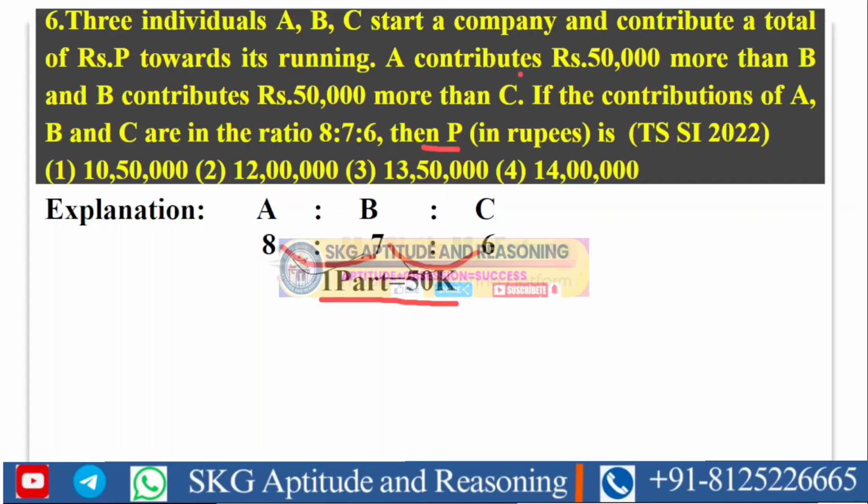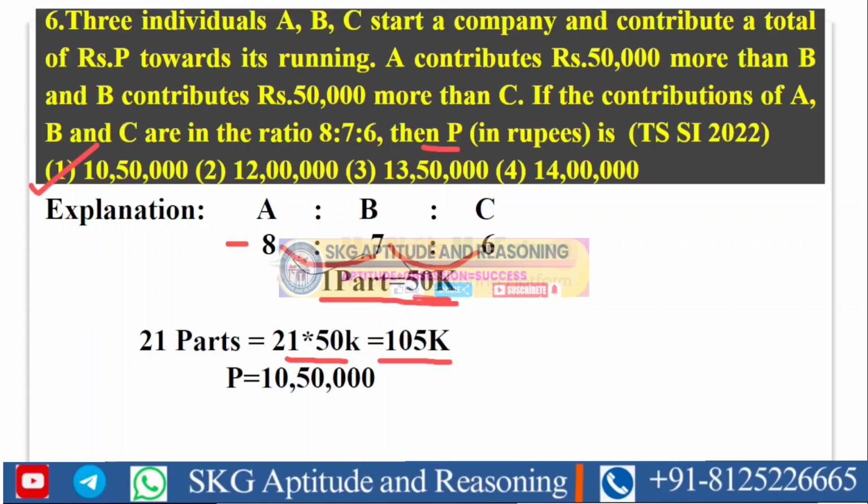Here nothing was mentioned about the time period, so the time period is constant. If time is constant, profits are distributed according to the investments ratio only. So we need to find the value of these 21 parts. That one part, we just found, is 50,000. That means 21 into 50,000 will be equal to 10 lakh 50,000, which is presented in option A or option 1. So directly we are getting the P value as 10 lakh 50,000.